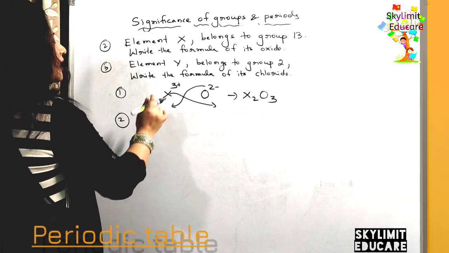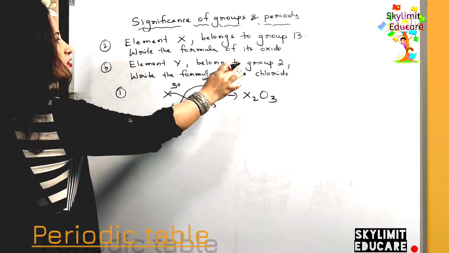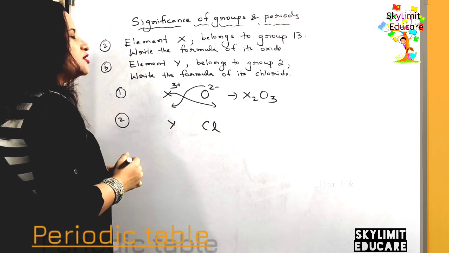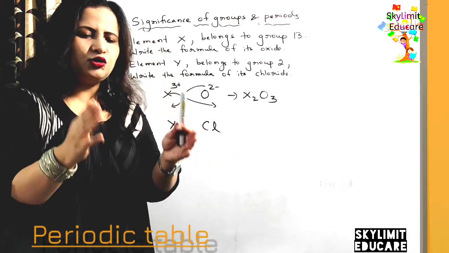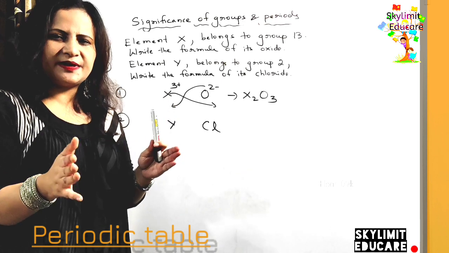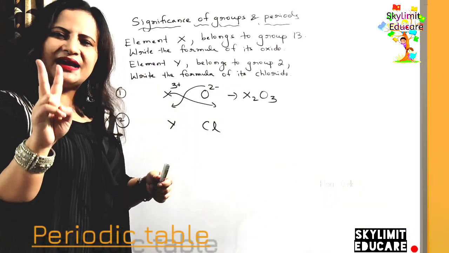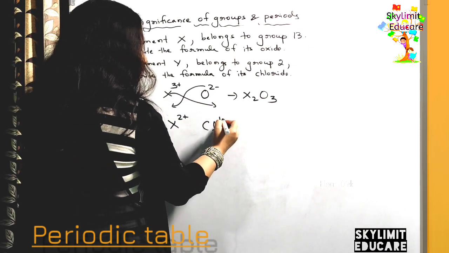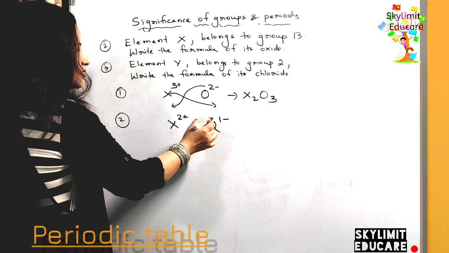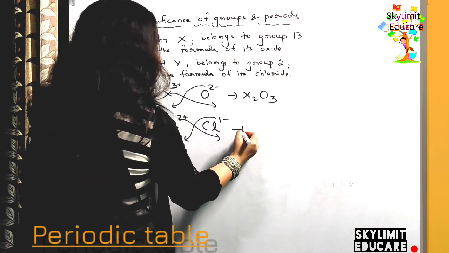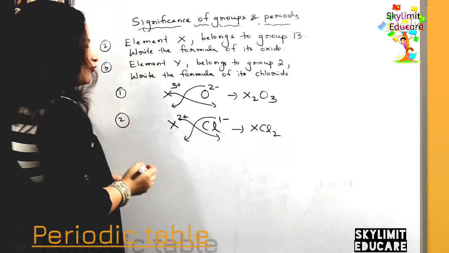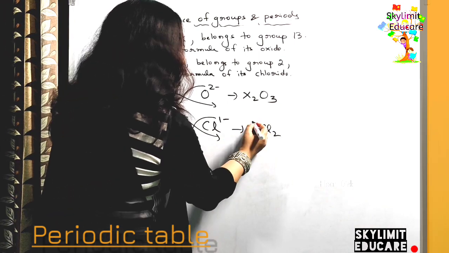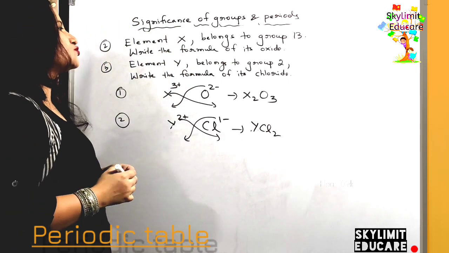Let's come to the second question. Element Y belongs to group 2, and write the formula of its chloride. For group 1 and group 2, you should directly know that the number of valence electrons is 1 and 2 respectively. So if it is group 2, the number of valence electrons is 2. So 2 plus, and what is the valency of the chloride ion? 1 minus, just shift it. So we got YCl2 as the formula of the chloride of element Y, which belongs to group 2.